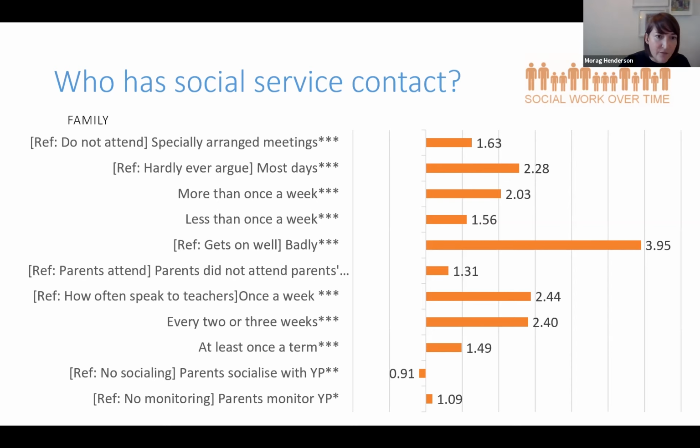There's things here about how often you speak to teachers. Again, it's the closer the contact with teachers, the more likely the young person is to have some social service contact. Again, that might be to complain or to navigate a challenging situation. And what I think is quite interesting is if the parents socialise with the young person, they are less likely to report social service contact. So that seems to be a protective factor, but I imagine it's also a factor of not having a complex relationship with your kids. So you're more likely to socialise, and therefore it's less likely to have social service contact.